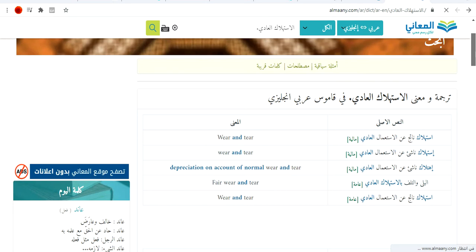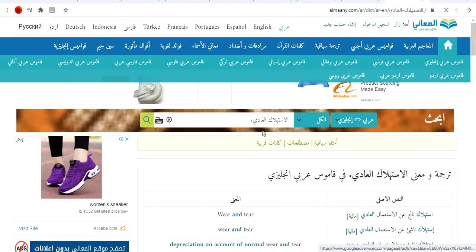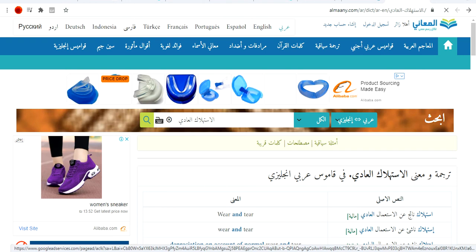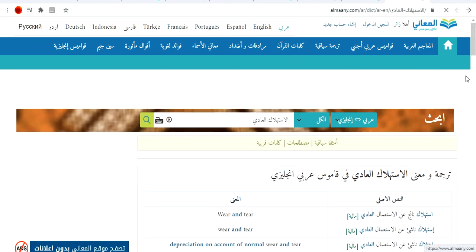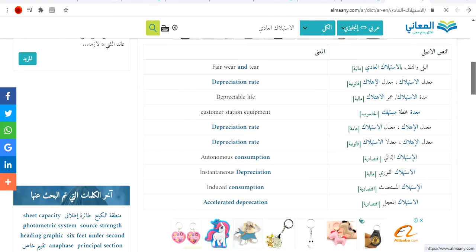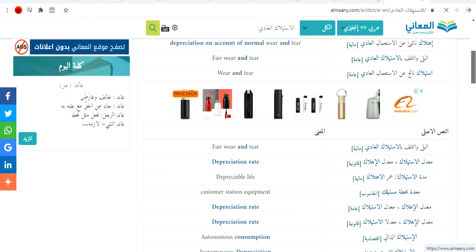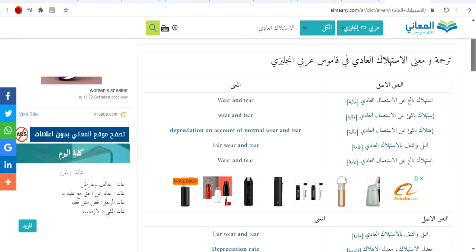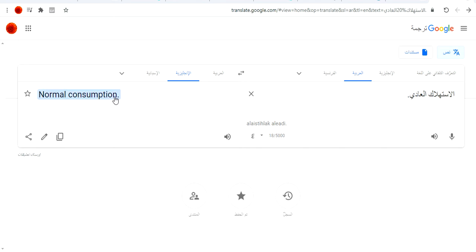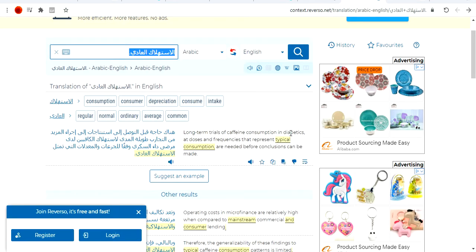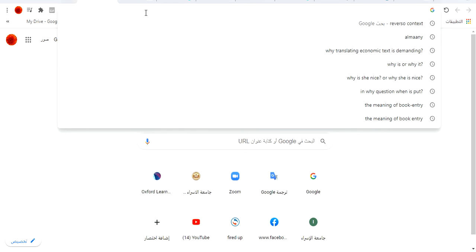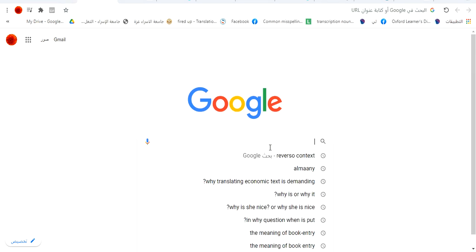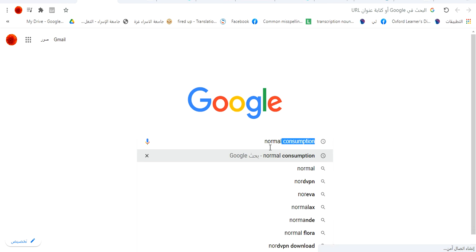استهلاك العادي, it's not found here. Let me remove it. It's not found here in what? In the Al-Ma'ani dictionary. So here you are between two choices, whether to choose normal consumption or typical consumption. I'll tell you something. When you do not know which is the best translation, go to Google and write normal consumption.